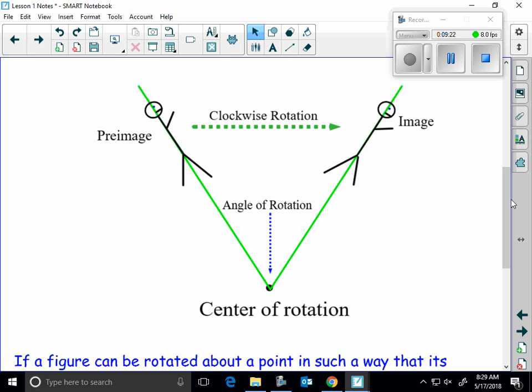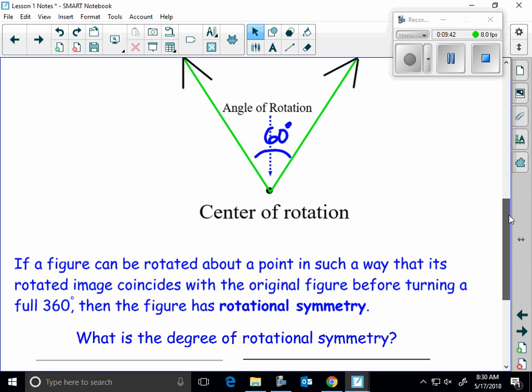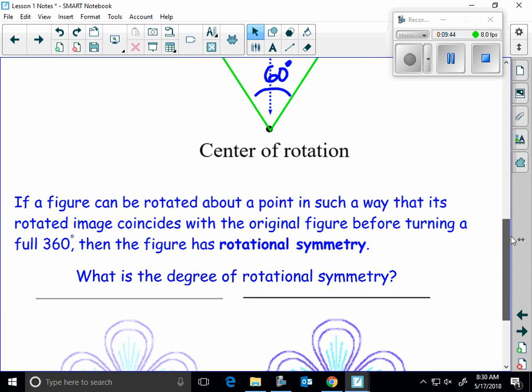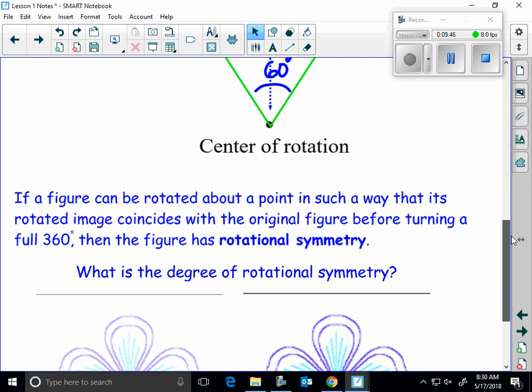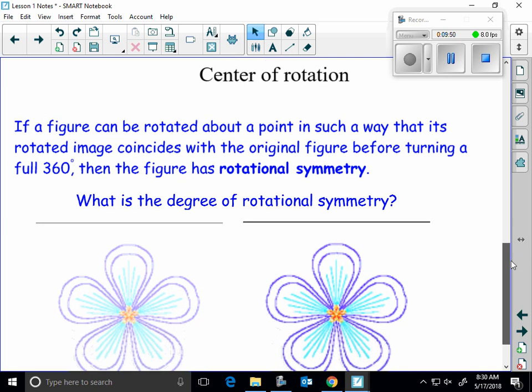Okay. The angle of rotation will be this angle here. That looks like an angle, I don't know, about 60 degrees. Does that look about right? Less than 90. That's an angle of rotation of about 60 degrees. If a figure can be rotated about a point in such a way that its rotated image coincides with the original figure, I'm going to explain in words in a moment, then the figure has rotational symmetry.